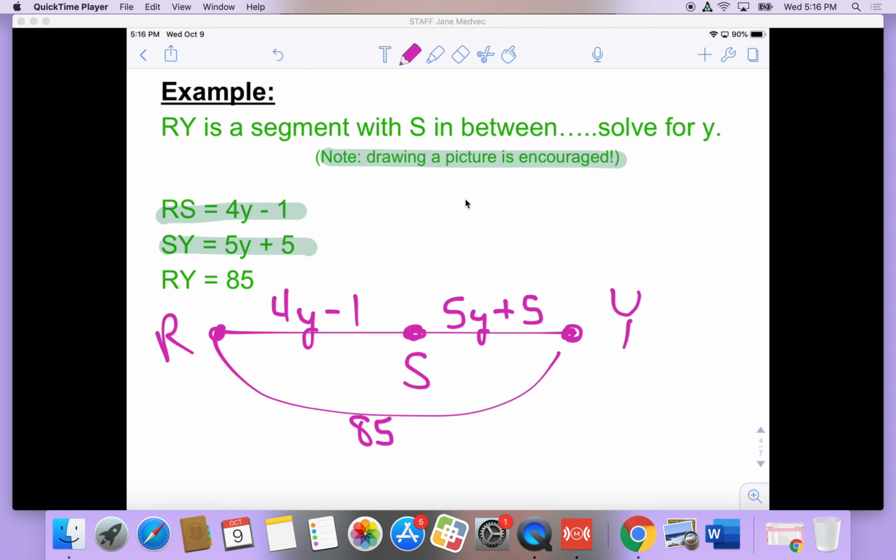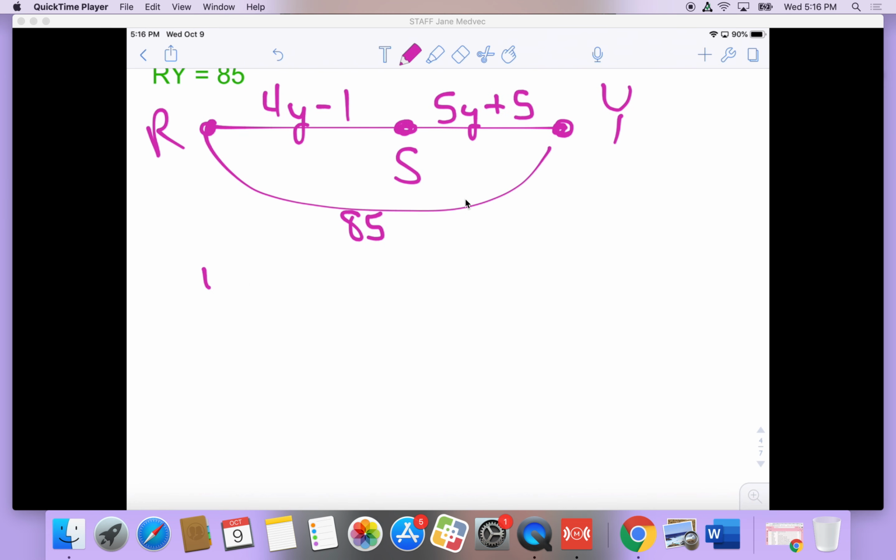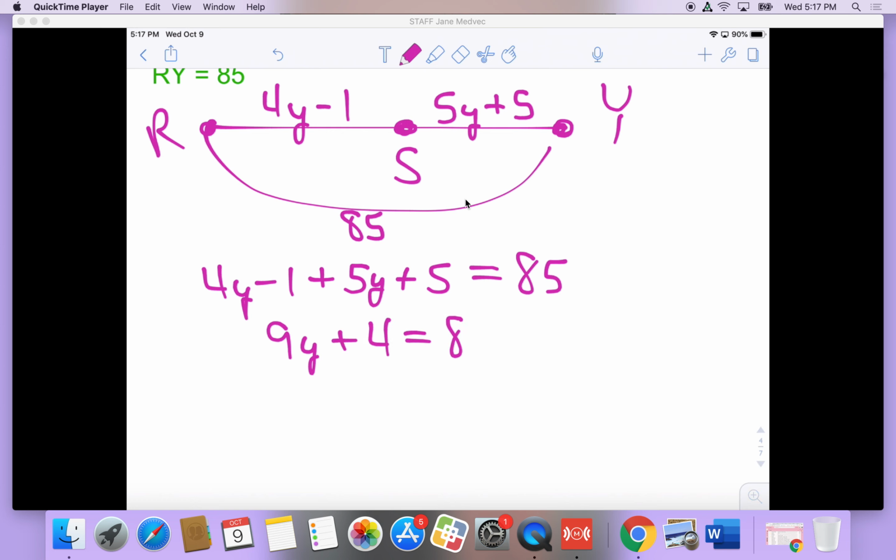Notice that when I draw a picture and I put those things in, it just pops and it becomes easier for you. So I'm going to take 4y minus 1, I'm going to add 5y plus 5, and I'm going to set it equal to 85. Now I'm going to combine my like terms. So notice that I got two y's on the same left side, 9y. Then I take my negative 1 and my 5, and I get plus 4, and I get 85.